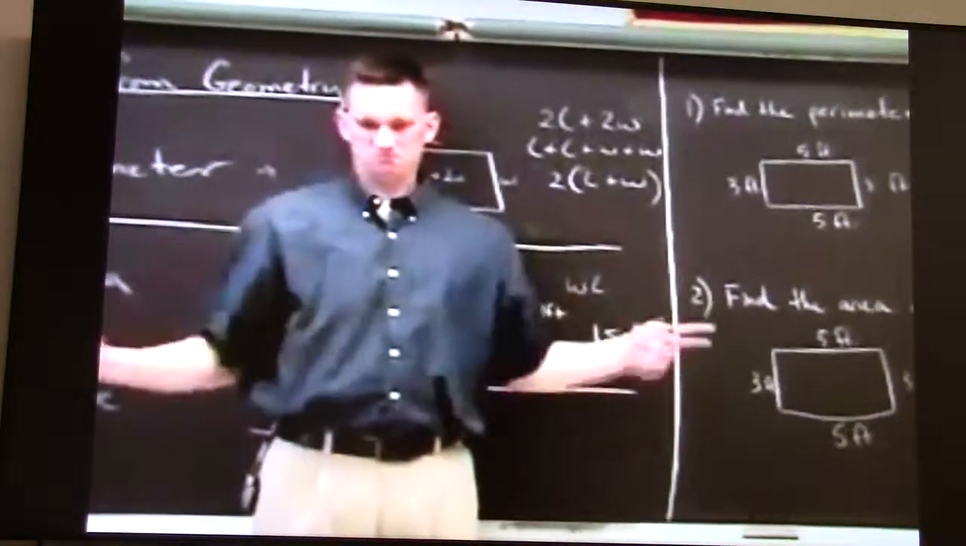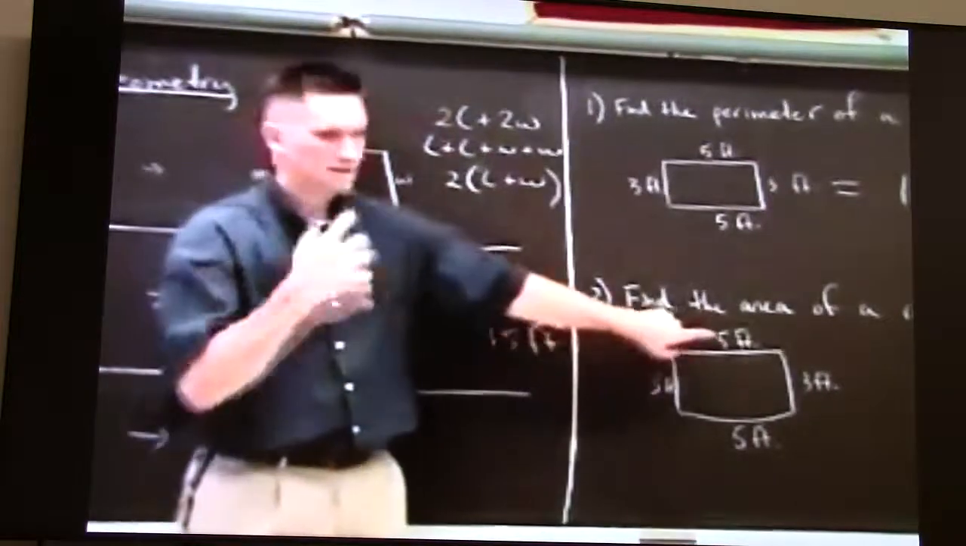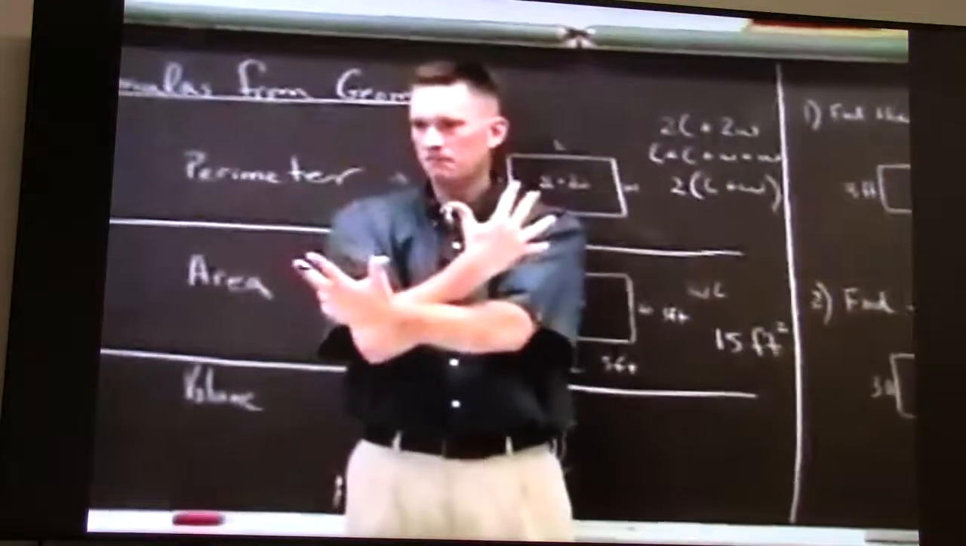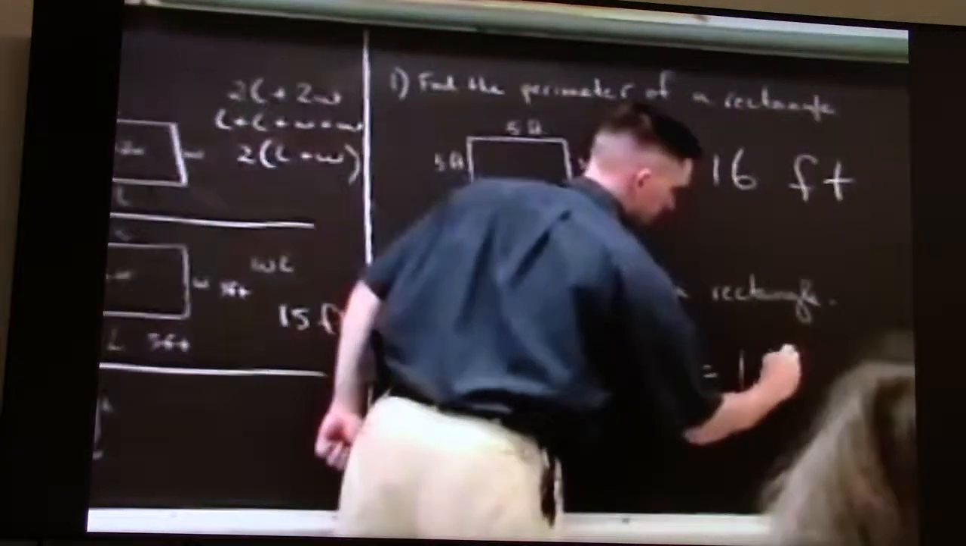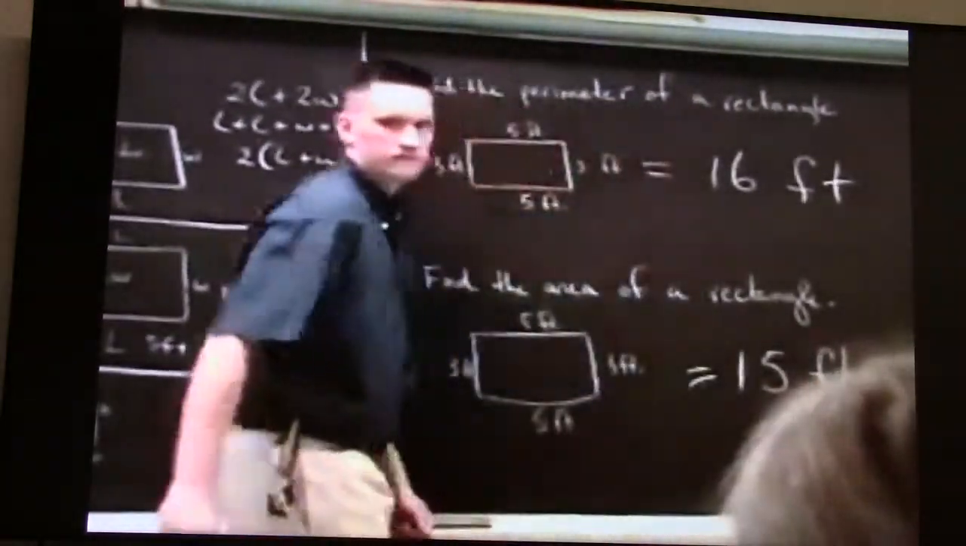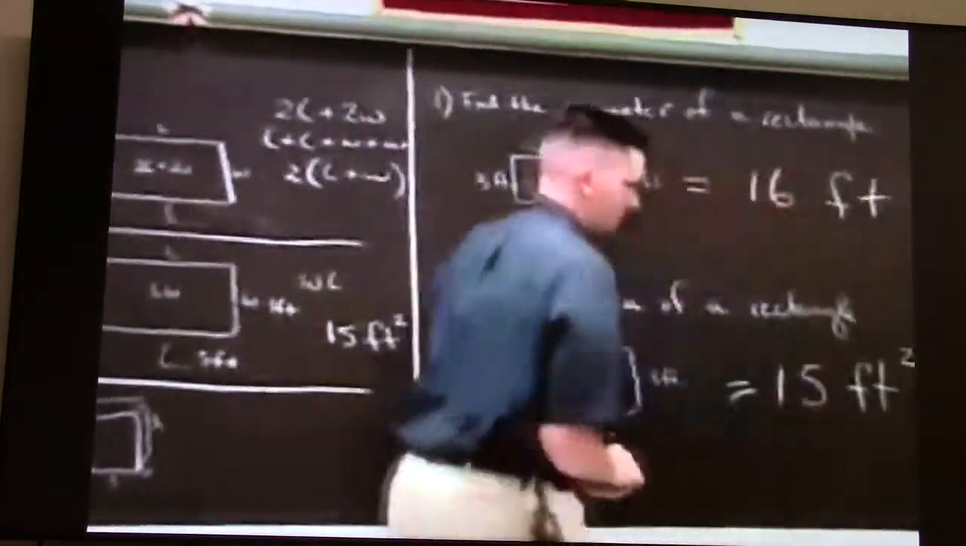So finding the area, what do you do? Multiply them. Take 3 feet and 5 feet and multiply that together, and it gives you 15 feet. Yes, thank you. I forgot to add the square.